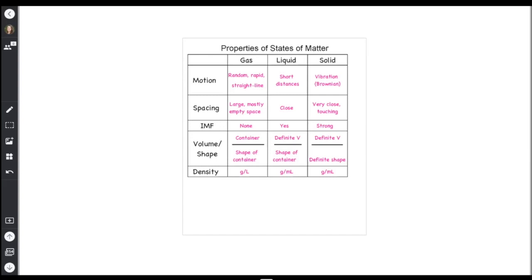Because the gas spreads through the container. And then the indefinite shape, so it's going to take the shape of whatever container it's in. And then density, that was just your common measurements. You don't need to be as familiar with those. But you will never forget gases now.